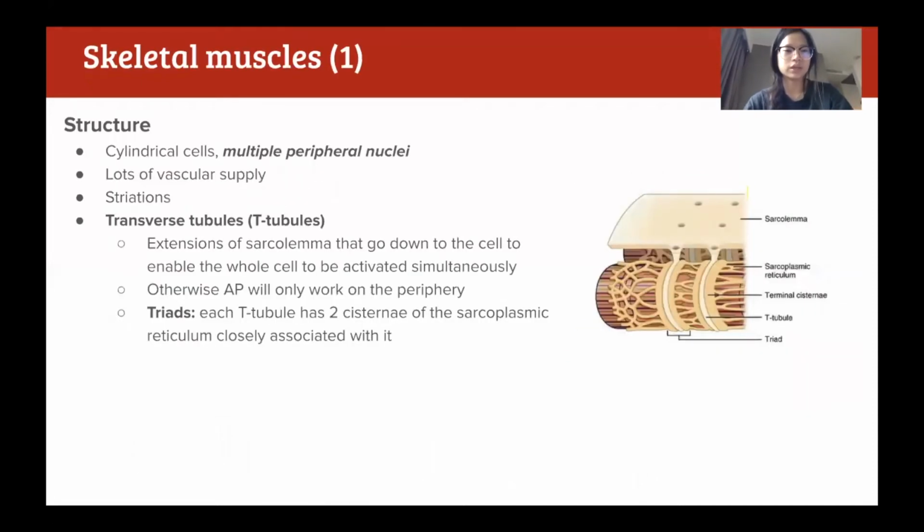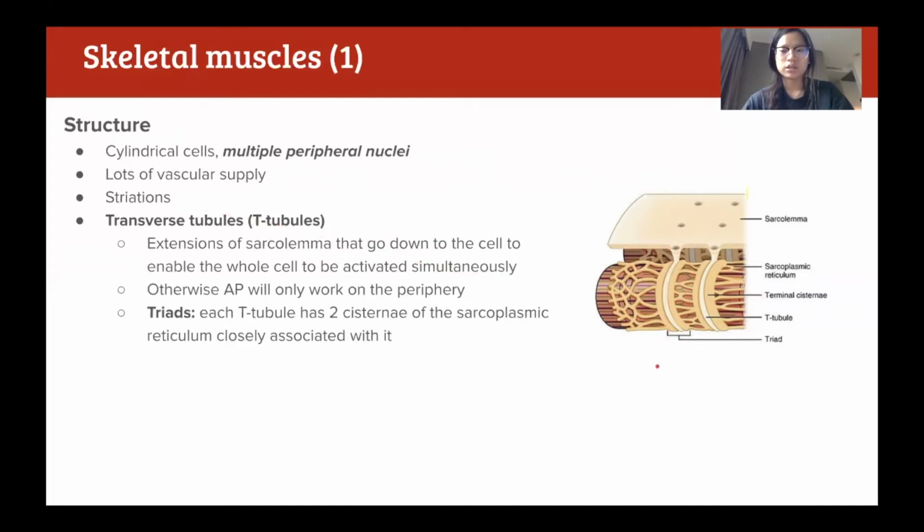Okay, we're going to start with skeletal muscles. They're cylindrical, and they have multiple nuclei that are found in the periphery. They have a lot of vascular supply, and they have striations. And lastly, they have these things called T-tubules, which are extensions of the cell membrane, the sarcolemma, that go down into the cell.